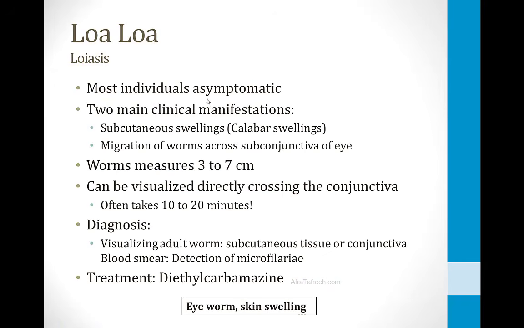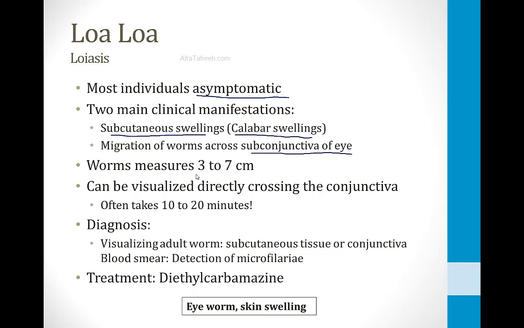So most people with loiasis are asymptomatic, but the two main clinical manifestations are subcutaneous swellings. These are called Calabar swellings, named for a place in Nigeria where they're common. And then, of course, the migration of the worms across the subconjunctiva of the eye can cause eye symptoms.